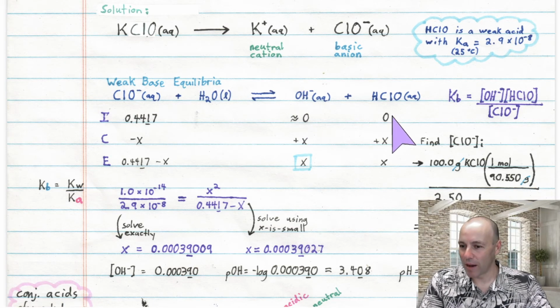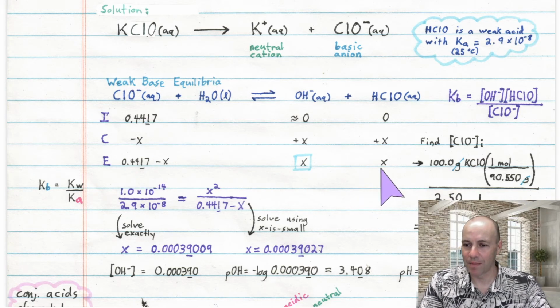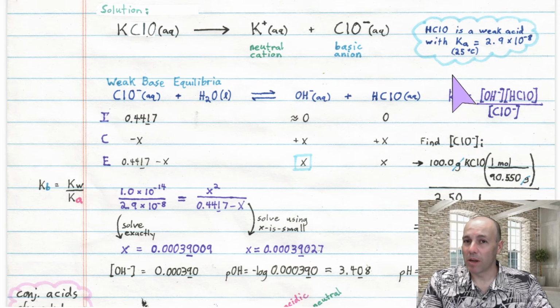We don't have any products at the beginning. We're ignoring autoionization of water as we normally do. And so to get to equilibrium, we lose X amount here and gain X amount there and there. And so 0.442 minus X and X and X. And these equilibrium concentrations can be plugged into the equilibrium constant expression for this weak base.